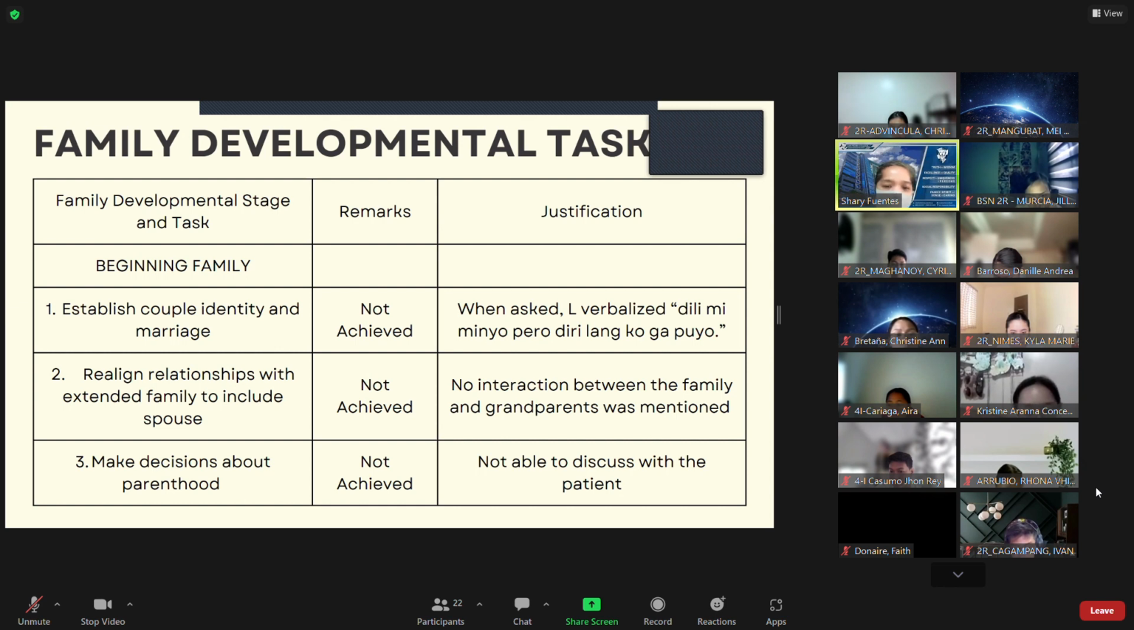So looking at your developmental task, what do you think could be the possible outcome having this one family developmental task, a beginning family, and everything is not achieved? Wala silang preparation, make decisions about parenthood. The fact that you have mentioned that the client wants to have more children, if the outcome is good, is it not about parenthood, or how are they preparing for that? What are their plans about the baby? Only about smoking? How about other plans? What do they want to do with the baby? Pag naglabas na siya, anong plano nila?